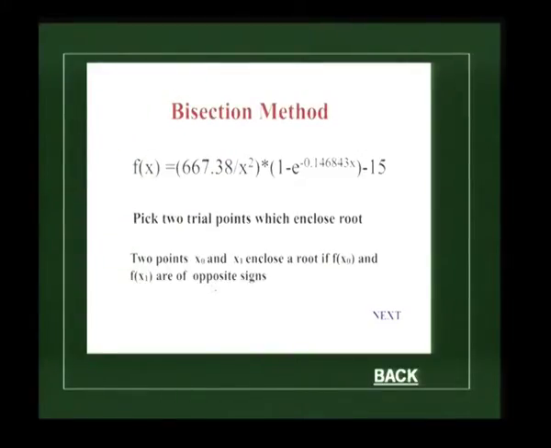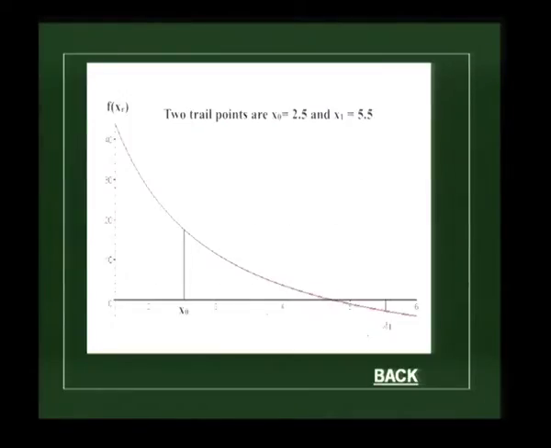So let's take a function of this form, a complicated function: f of x is equal to 667.38 by x squared into (1 minus exponential of minus 0.146843 x) minus 15. It's not easy to guess solutions of this nonlinear equation. So we take two trial points, x0 and x1, which enclose the root, such that f of x0 and f of x1 have opposite signs. I'm just summarizing what we just discussed.